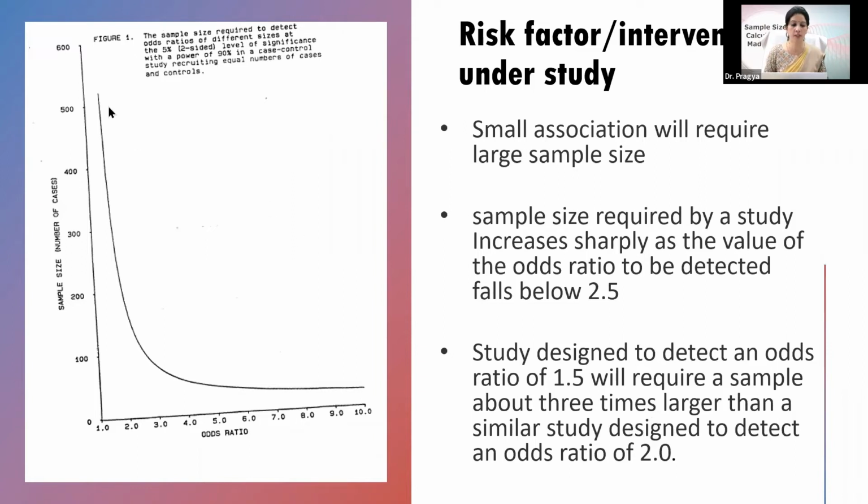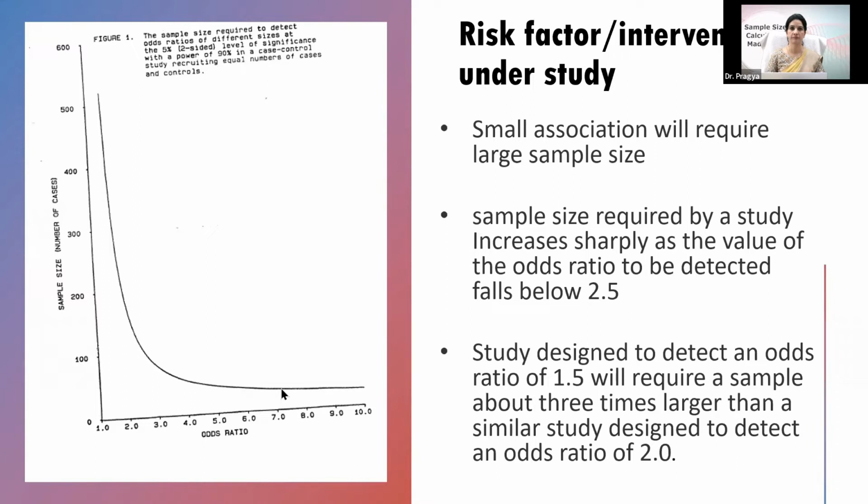If you focus on this picture, it has been taken from a WHO reference on the calculation of sample size for diarrhea. We have given that reference in the presentation as well. You can see there is an x-axis and a y-axis. The y-axis represents the sample size, that is the number of cases, and the x-axis is the odds ratio. With an odds ratio of less than 1.5, the required sample size is more than 500.